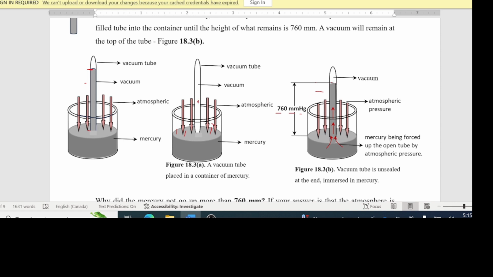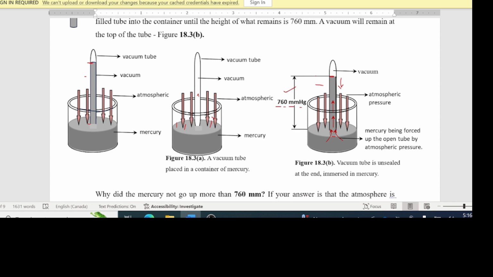Why do you think it will stay at that level only? Because watch, this mercury by itself has mass. It has mass, it has density, and that by itself is exerting a downward pressure on the surface of this mercury down here, and that is why it will not keep going up more and more, because the atmospheric pressure will not be able to sustain that height there. It can only support that column of mercury. So as it reaches that level there, it starts to create a pressure that is equal and opposite to that of the atmosphere.